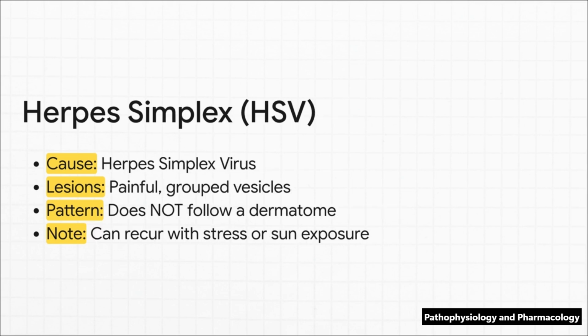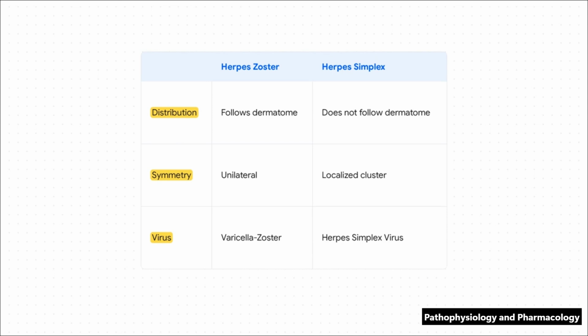Now, let's compare that to herpes simplex. It also shows up as painful grouped vesicles, but, and this is the critical difference, it does not follow a dermatome. It can pop up pretty much anywhere, and it's often recurrent. If you only remember one thing from this whole section, make it this. A vesicular rash that follows a dermatome and stops cold at the midline should make you think shingles. If it's just a cluster of vesicles that doesn't respect those boundaries, you should think herpes simplex. That pattern recognition is a massive part of your assessment.